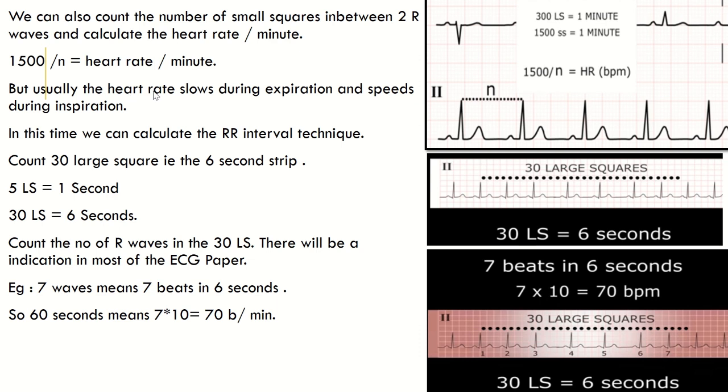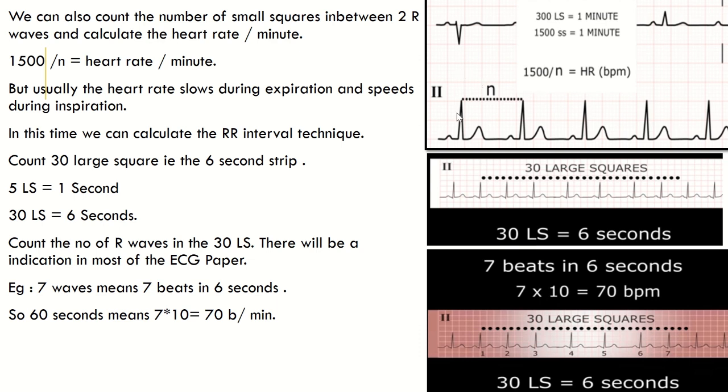But usually the heart rate slows during expiration and speeds up during inspiration. During expiration, when we are breathing out carbon dioxide, the heart rate slows, and during inspiration, when we are taking in oxygen, it speeds up the heart rate. In this case we can calculate using the RR interval technique. What is that RR technique? We'll see. Count 30 large squares in a 6 second strip.